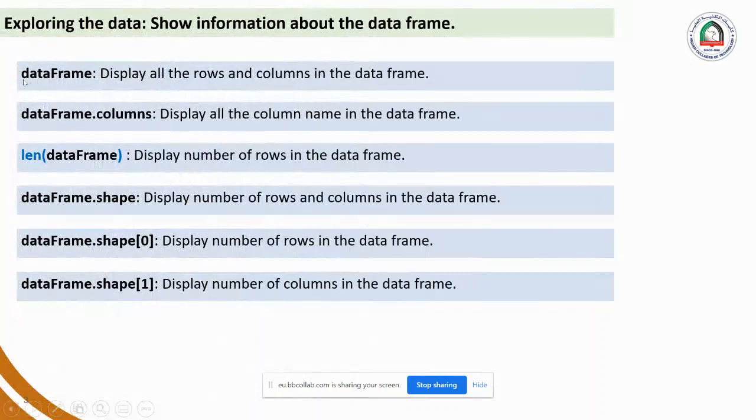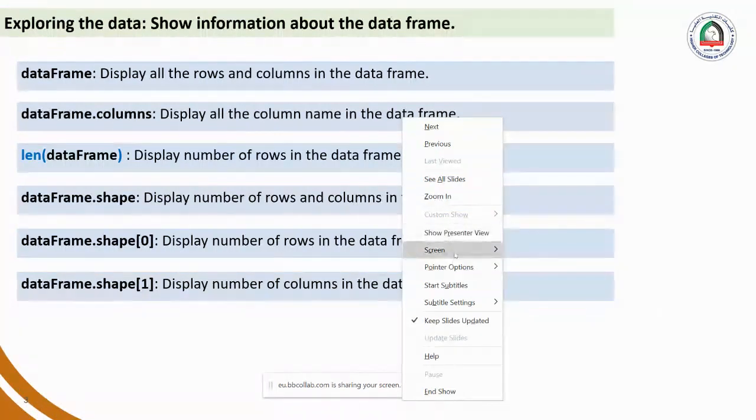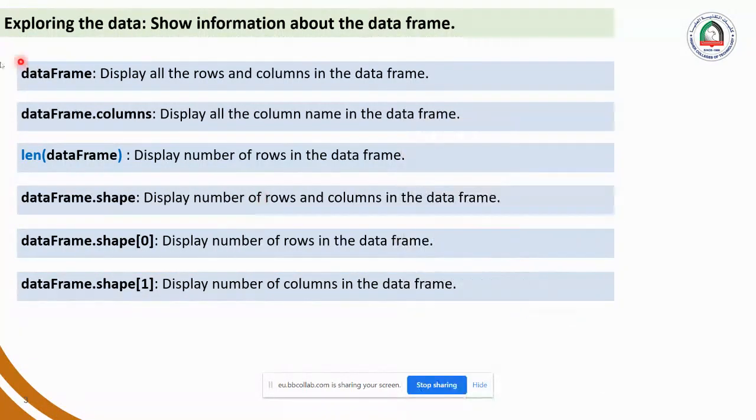So we will see here that if we write down the name of the data frame like this, and run, the data frame itself will be displayed. And then data frame.columns will display all the columns inside the data frame, and the length of the data frame is going to display how many rows are in that data frame.